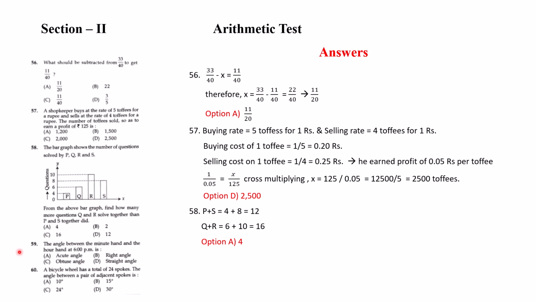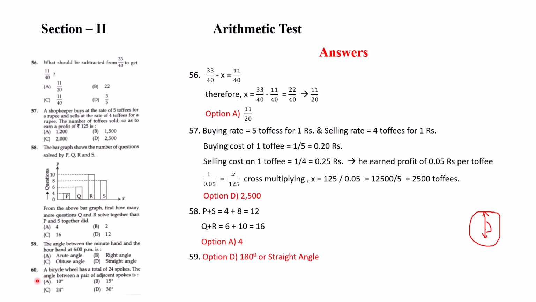Coming to the next question, that is question number 59. The angle between the minute hand and the hour hand at 6 p.m. is. We know that when it is 6 p.m., something looks like this. Hour hand would be here and minute hand would be here. Therefore, there will be an angle of 180 degrees, that is also called a straight angle. Therefore, the correct answer for this question would be option D, that is straight angle.